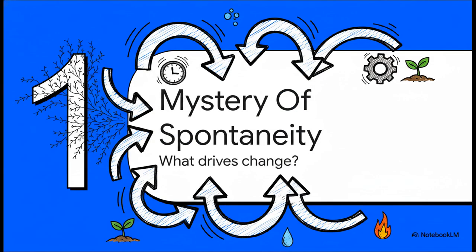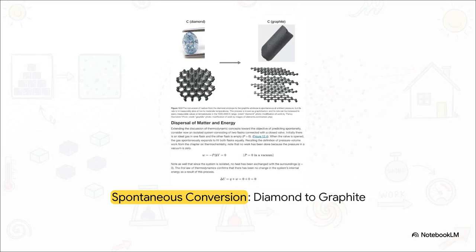The mystery of spontaneity. Okay, so in thermodynamics, a spontaneous process simply means it occurs naturally under certain conditions. But honestly, the word spontaneous can be incredibly misleading if we mix it up with how we use it in everyday conversation. For instance, did you know diamonds are actually converting into graphite literally right now?